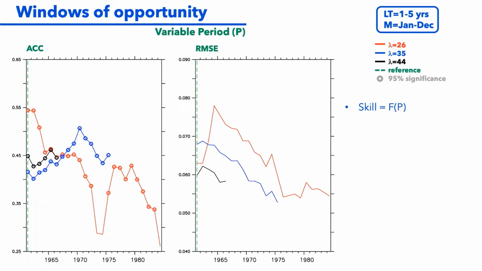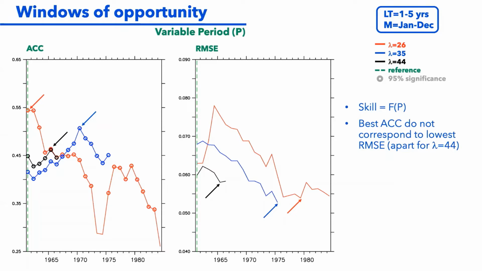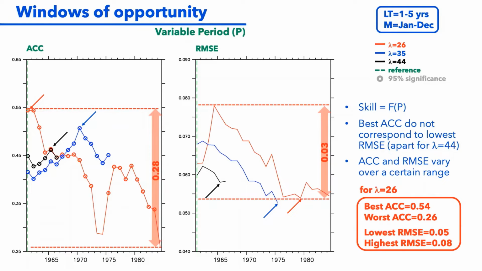So the skill is a function of the period selected, and a first consideration that we can make is that the best ACC does not always correspond, apart from the case with lambda equal 44 years, to the lowest RMSE. Nevertheless, both metrics vary consistently among them over a certain range. Here, for example, for the ACC, if we see the best correlation and the worst correlation, there is a gap of 0.28.